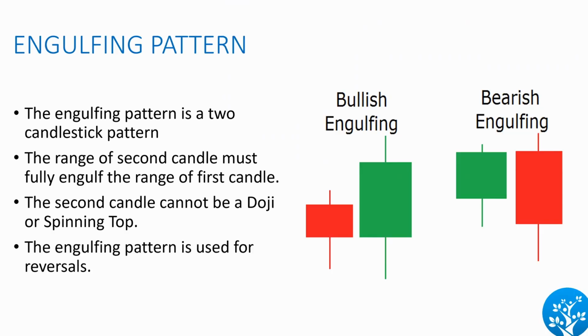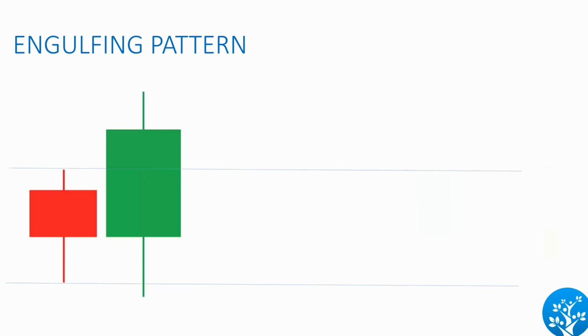The engulfing pattern is again used for reversals. Let me explain with a bullish engulfing why it is used for reversal. This is a bullish engulfing pattern. I have marked the high of the first candle and the low of the first candle.